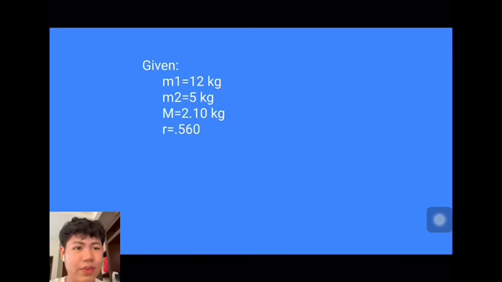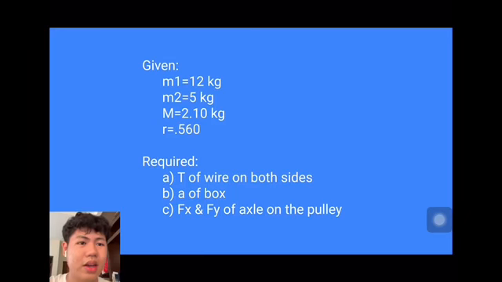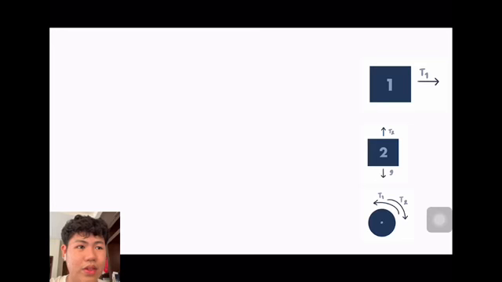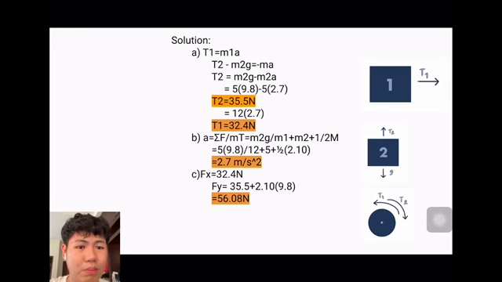So we have our given: mass 1 equals 12 kilograms, mass 2 is 5 kilograms, mass of the pulley 2.10 kilograms, and a radius of 0.560 meters. Our required is A, tension of wire on both sides, B, acceleration of box, and C, the force components of the axle on the pulley. So that's our given and our required. So this is the free body diagram. This is how it looks like: 1, 2, and the pulley.